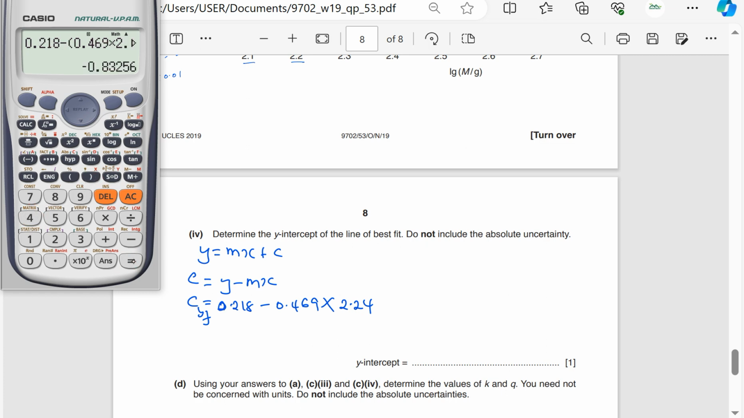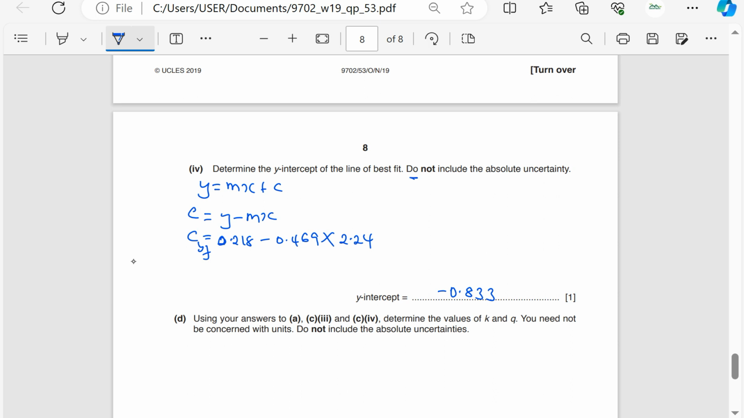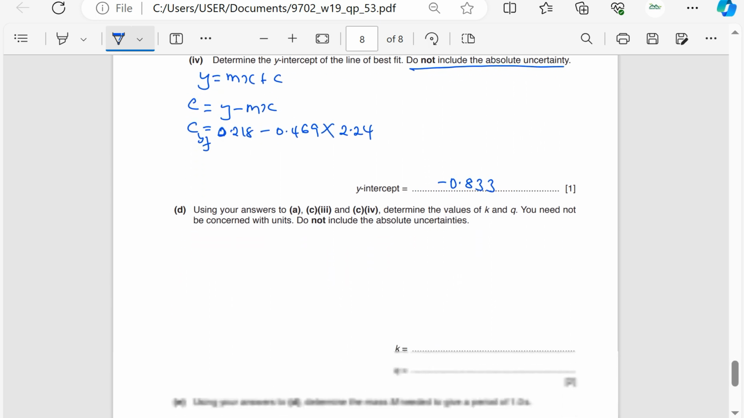So this is automatically negative. So this is negative 0.833. So the y-intercept is negative 0.833 if I round off. They say do not include the absolute uncertainty, so it is not necessary.